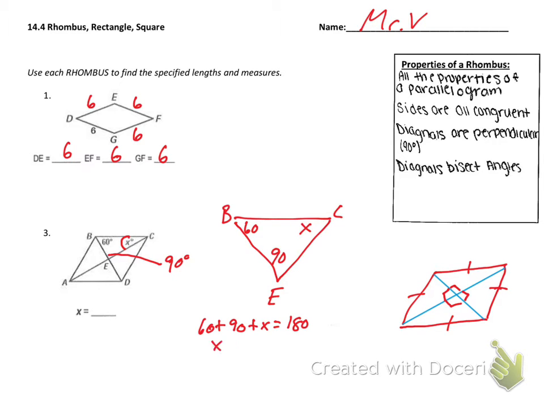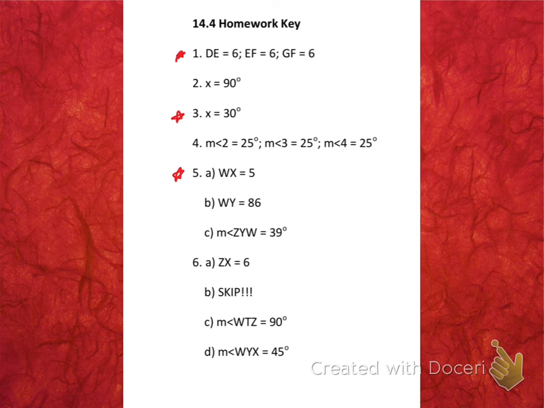So that'd be X plus 150 is equal to 180. I would minus 150 on each side, and then I would get X is equal to 30 degrees. So let's check our answer quick, and that one's good, and then X is equal to 30.